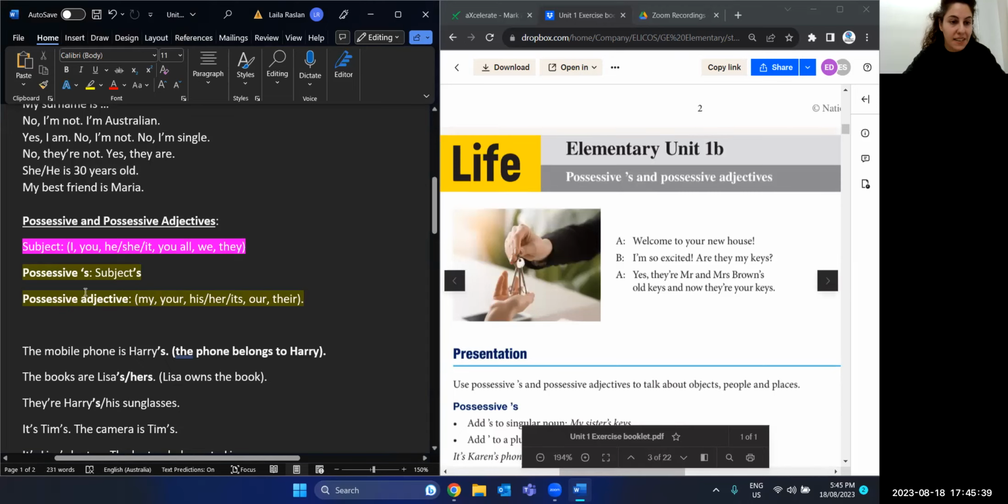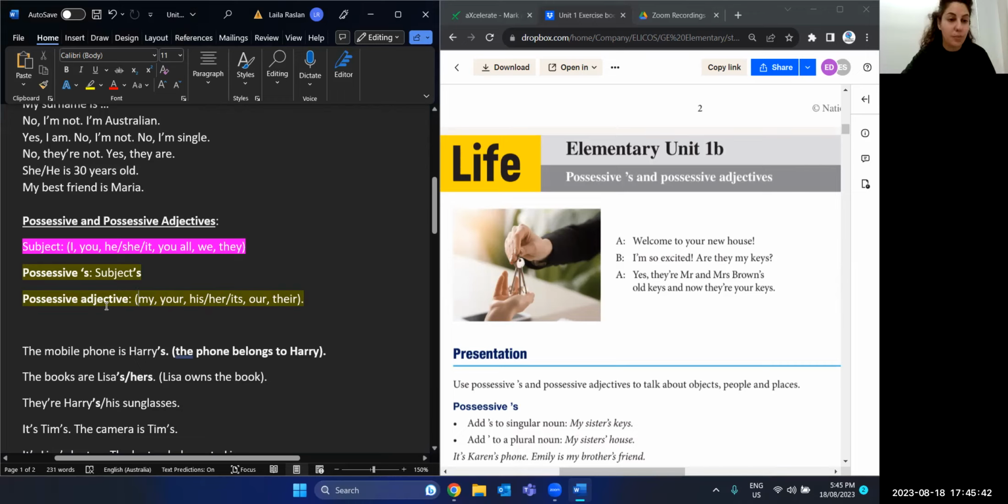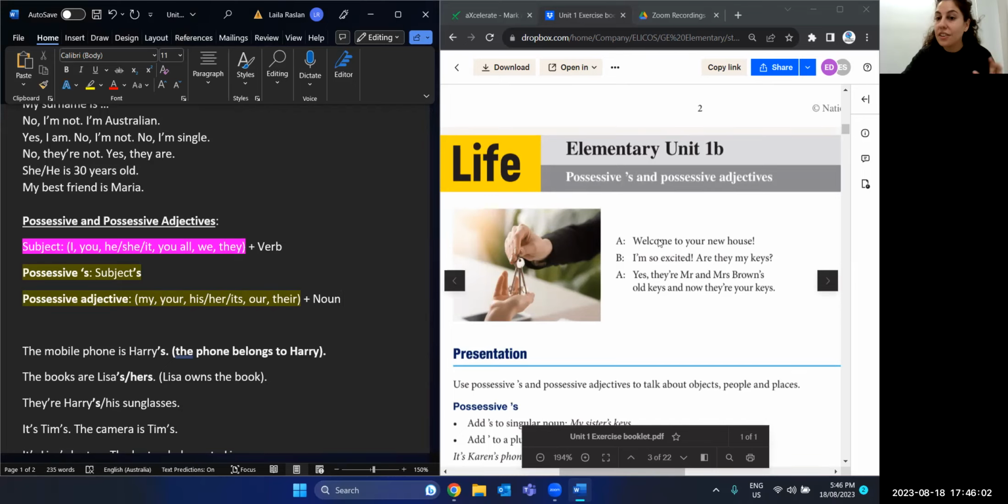So that's why we use the possessive, because we're talking about a noun, an object, not a verb, because the subject goes with the verb, plus verb, an action. But the possessive is plus noun, object. So that's the difference between the two. So you can see it says, welcome to your new house, not welcome to you new house, because we've got a noun, house. The person says, I'm so excited.